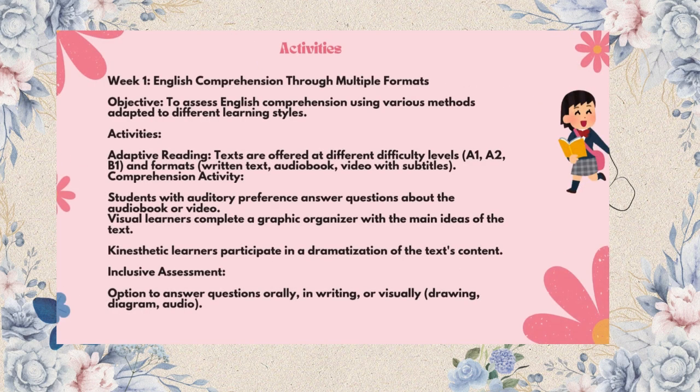The activities. Week 1: English comprehension through multiple formats. Objective: to assess English comprehension using various methods adapted to different learning styles. The activities: adaptive reading. Texts are offered in different difficulty levels, A1, A2, and B1, and formats: written text, audiobook, video with subtitles. Comprehension activity.